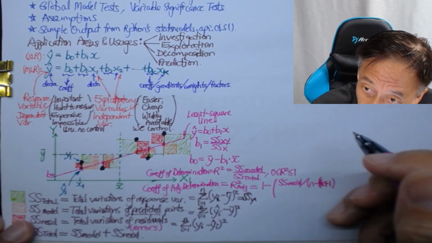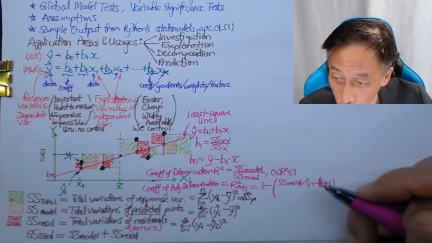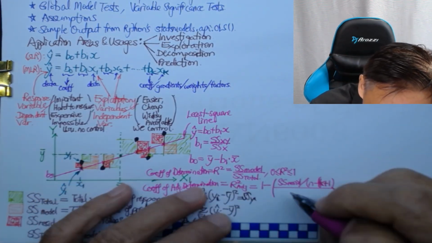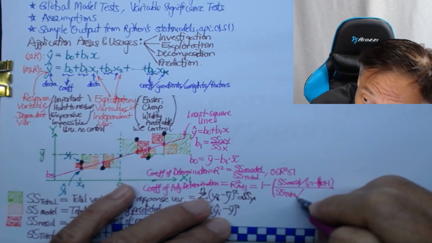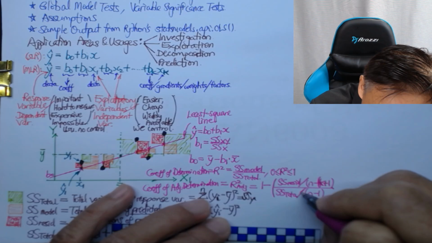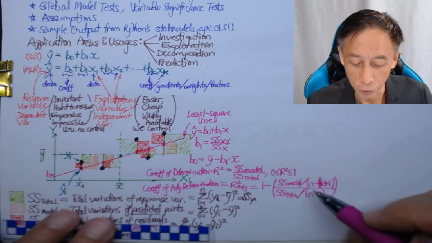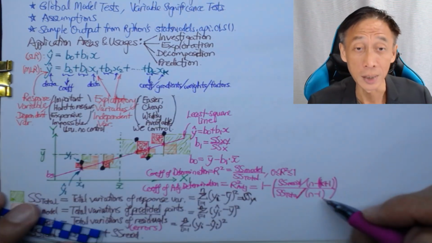Okay. And over SS total. So it's still over SS total divided by n minus 1. N minus 1, I hope you can see that this is similar to the degree of freedom we talked about in the equivariance F test, right?